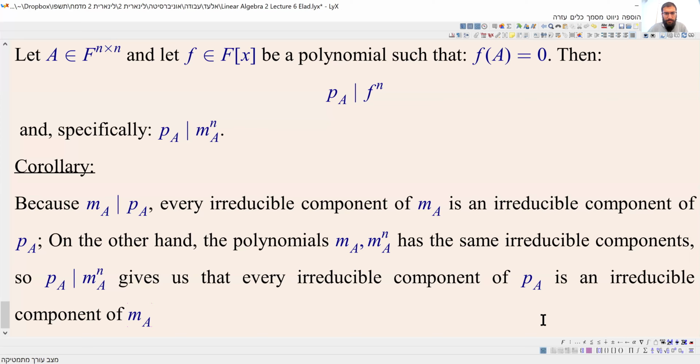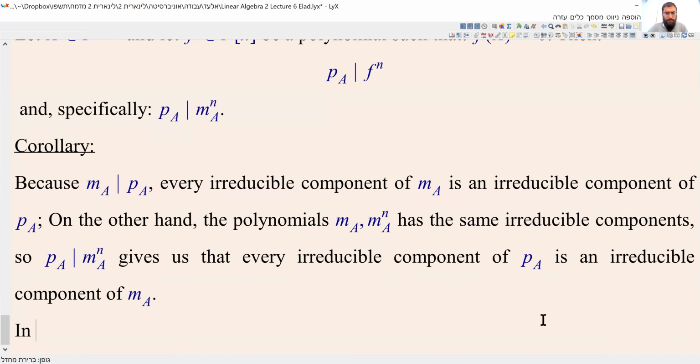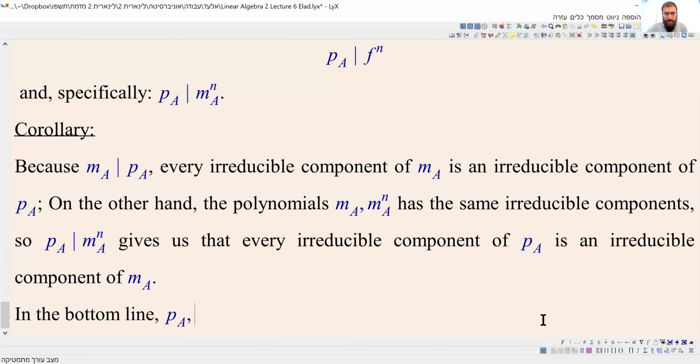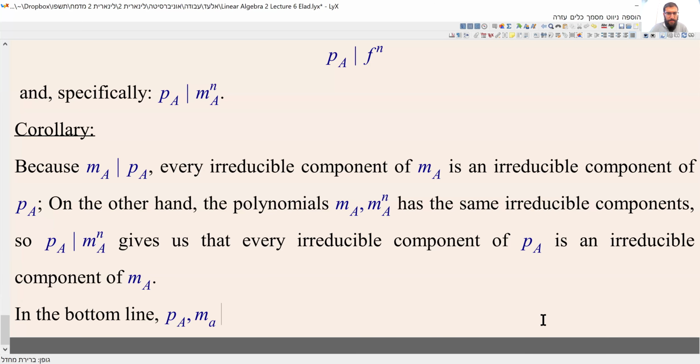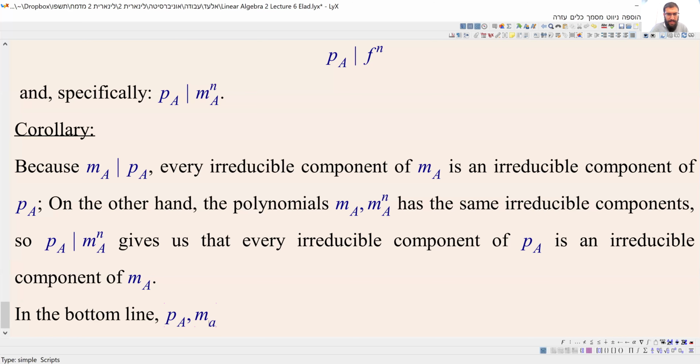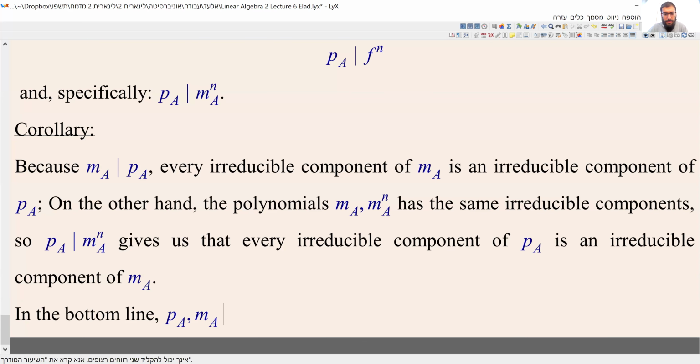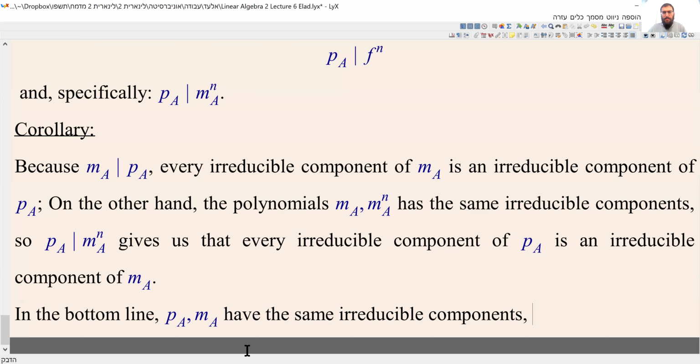So in the bottom line, PA and MA have the same irreducible components, and the only difference is maybe in their powers. The powers of these components can be smaller when you talk about MA.